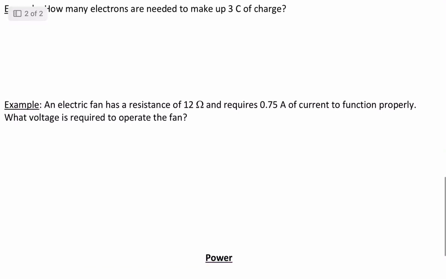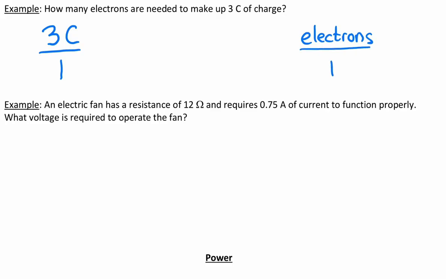So to tackle this example, we're basically doing a unit conversion is how I want to think of it. We know the amount that we have is 3 coulombs. So I'm going to write that over here on the left as a fraction, so over 1. And the quantity I want to get to is not in coulombs, but in electrons. So I'm going to write that over here on the right, also as a fraction. And I want to try and get from the left side to the right side.